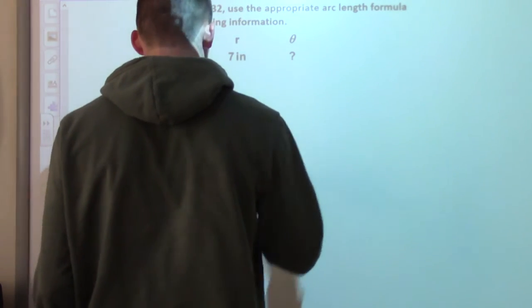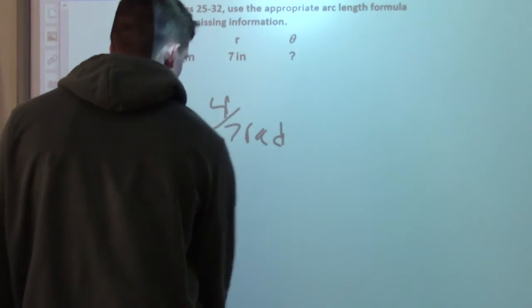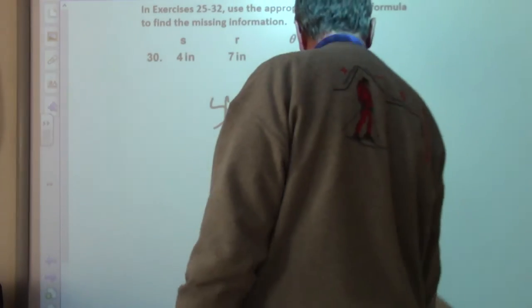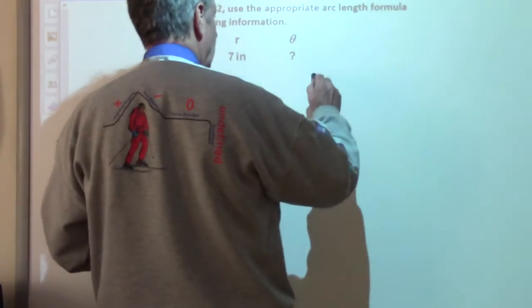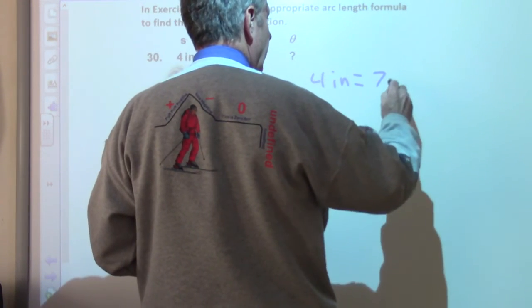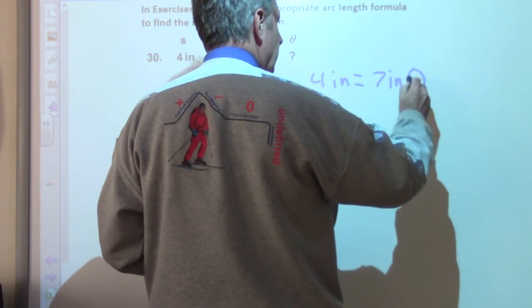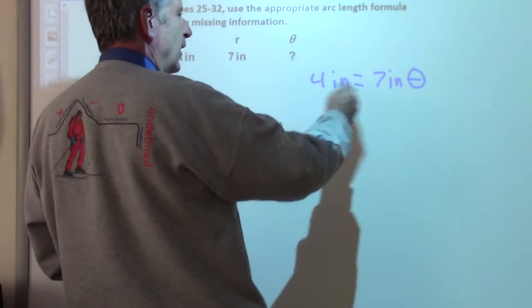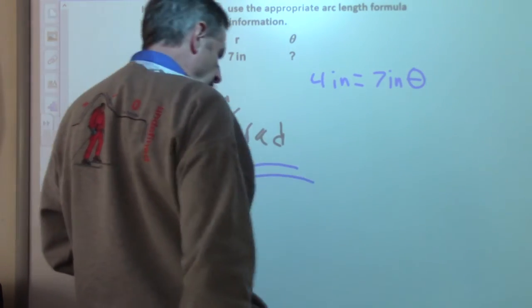Okay, 4/7 radians, is that right? So basically, you have S, 4 inches, equals radius, theta, and you divide these out, you get 4/7 of a radian is what you get, so this is the correct answer, okay?